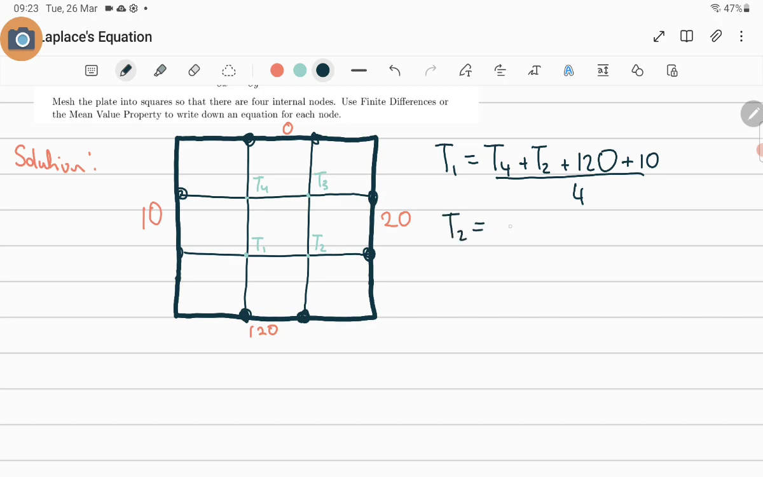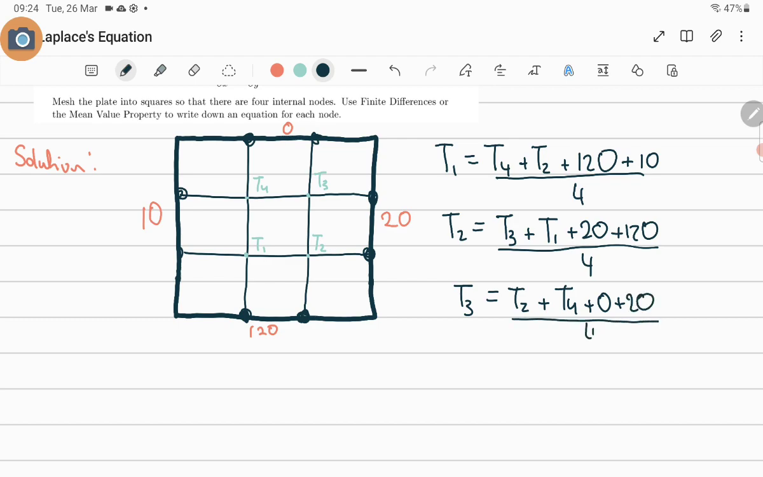Temperature 2 is, so above I see T3, to the left I see temperature 1, to the right I see 20, and down below I see 120 divided by 4. Temperature 3 I see, say below is temperature 2, to the left is temperature 4. And above temperature 3 is 0, to the right of temperature 3 is 20, divided by 4. And finally temperature 4, I see temperature 1 below, temperature 3 to the right, 10 to the left, and 0 above. So it's really just preparation for lab 7 more than something that you'll get.